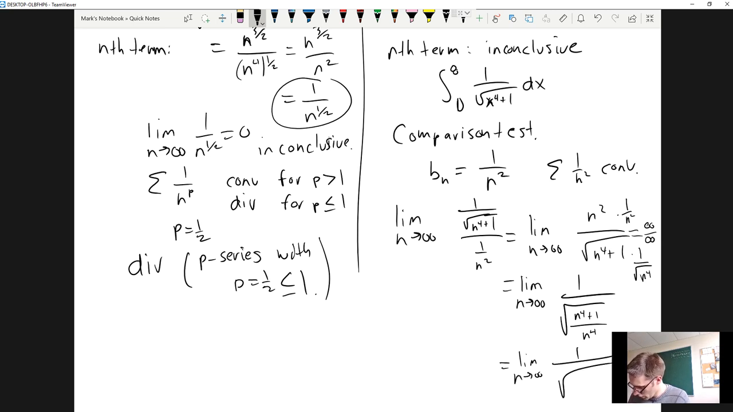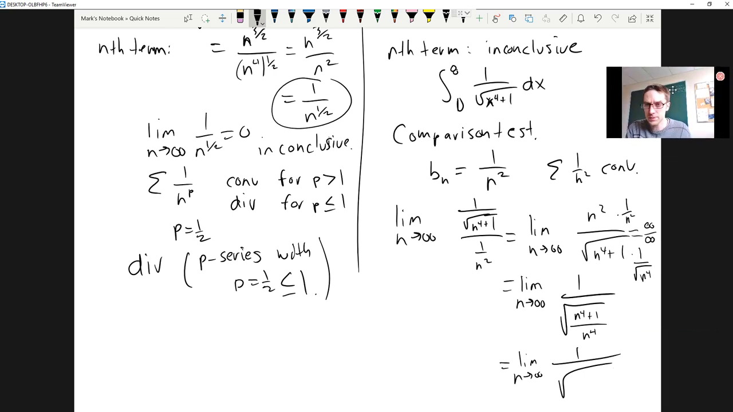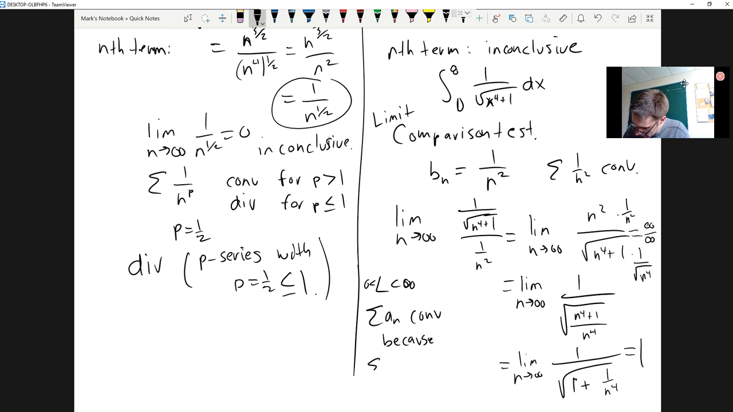1 over root. That's a fraction that we could easily split up into two fractions. So it'll be n to the fourth over n to the fourth, which is 1, plus 1 over n to the fourth. And now it's clear that this approaches 1. And the limit comparison test says that if you get a constant that is positive, so L is greater than 0 and less than infinity, then that means that the two series must do the same thing. So the sum of a_n converges because the sum of b_n converges.